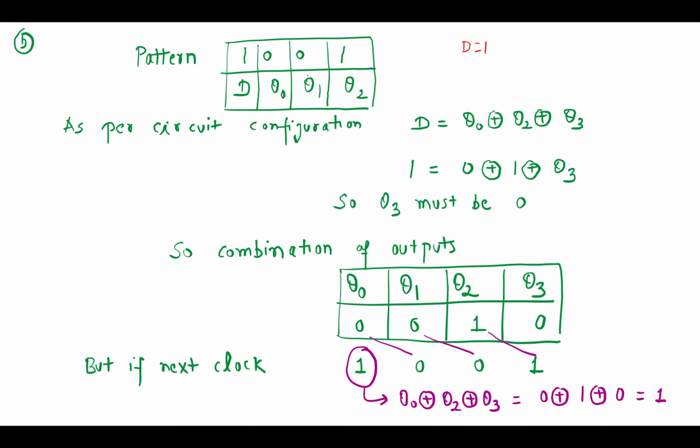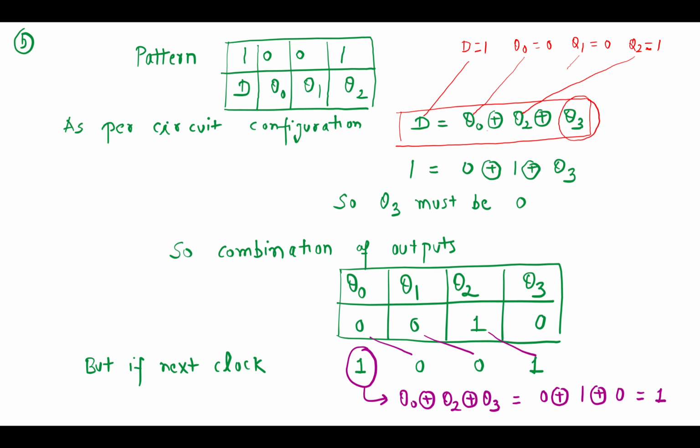Okay, D value is 1, Q0 value is 0, Q1 value is 0, and Q2 value is 1. So the question is what is the data in the flip-flops. We do not know what Q3 is. But in the logic circuit we know the D value. D value is Q0 XOR Q2 XOR Q3. So we put the D value here, the Q0 value here, and the Q2 value here. But this Q3 value we do not know.